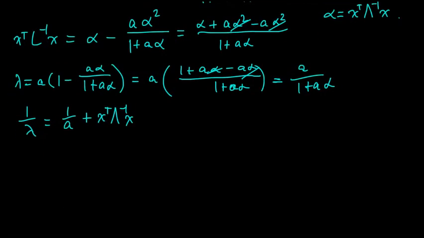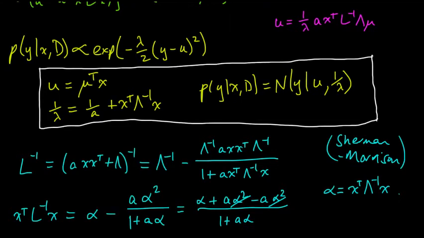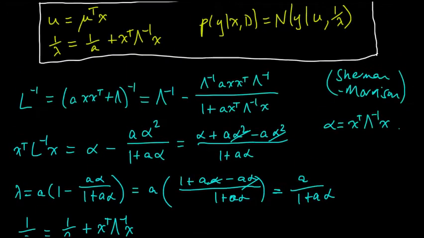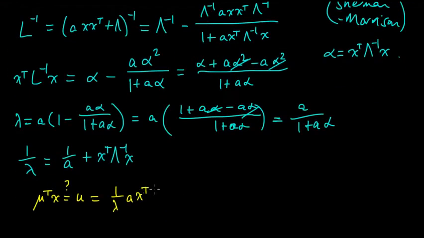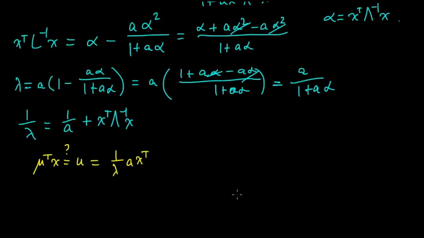So we would like to show that mu transpose x equals u, question mark. U, we know, is 1 over lambda a x transpose L inverse lambda mu. Gosh, can I remember that? 1 over lambda, I forgot it already. A x transpose L inverse lambda mu. Okay.